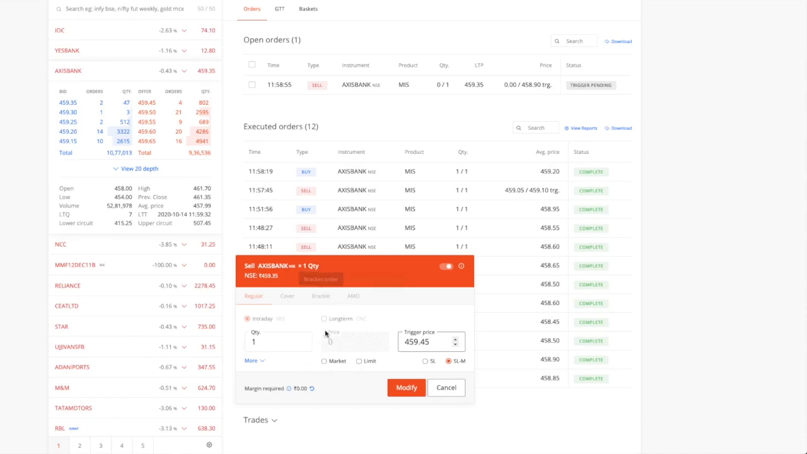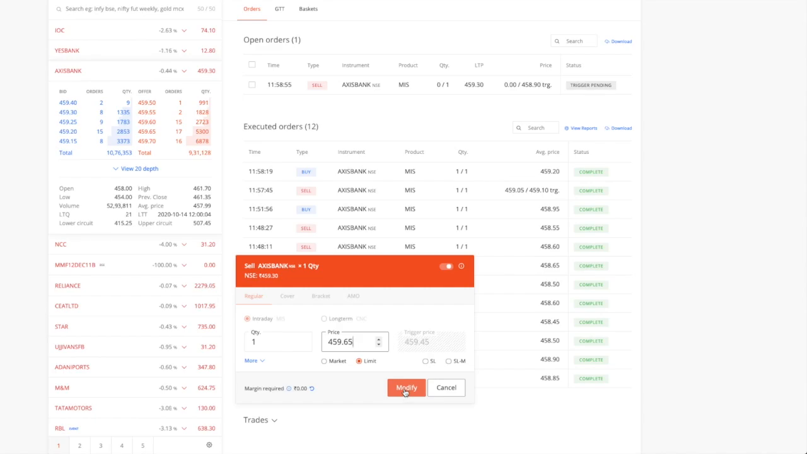Then what I could do is, earlier it was a stop loss market order. Now I can even convert it to a limit order. I can also convert it to a market order. Market order meaning whatever is the market price, I'll be exiting it there. If I use a limit order, as a seller, you are interested in selling it off at a higher price, right? So I'm keeping a limit sell order for, let's say, 459.65. So greater than or equal to 459.65, I'll be happy to sell it off. So I just see that.